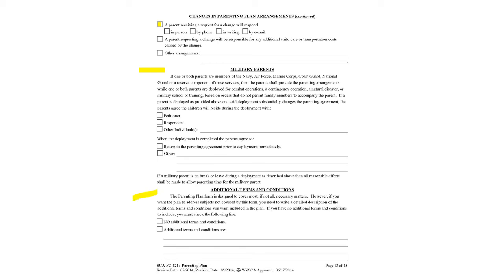In this section, you will include additional terms and conditions. If you feel like something important was missed on the previous pages, list it below. Some examples could be the other child's parent needs to complete anger management, or the child's other parent needs to be drug screened. If there are no additional terms or conditions, check the first box and move to page 14.